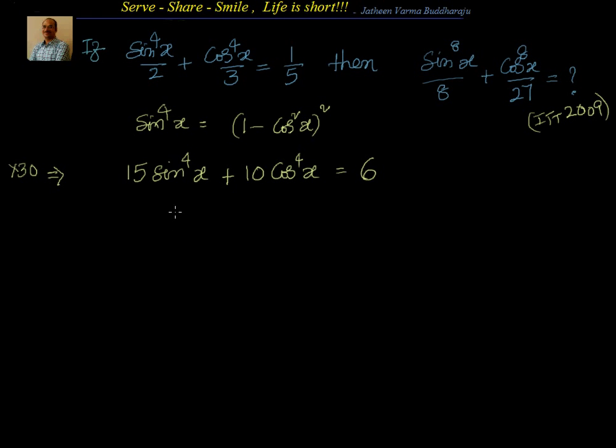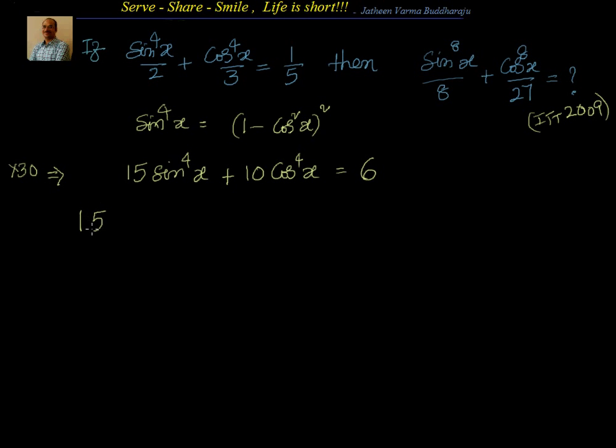Now the idea is to write sin to the power of 4x as 1 minus cos square x whole square, then get a quadratic equation in cos square x and solve for cos square x. Once we get cos square x, we can easily find the value of sin square x, because we know cos square x plus sin square x equal to 1. Then we can substitute and find the values of whatever is needed. Let me convert this into a quadratic equation of cos square x.